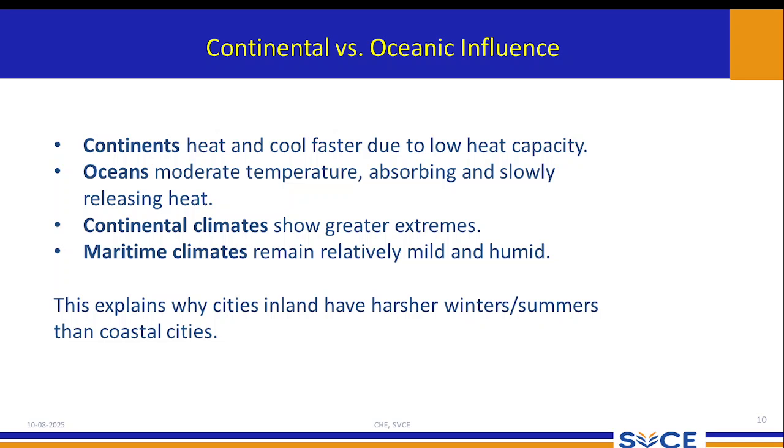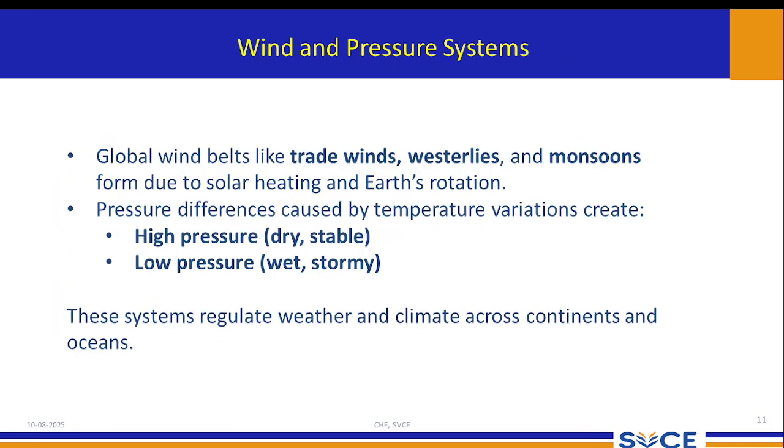So how does the climate change with respect to different regions, especially continental or maritime climates? These are the things you should understand about the climate prevailing in a geographical region, meaning the different parts of the globe.